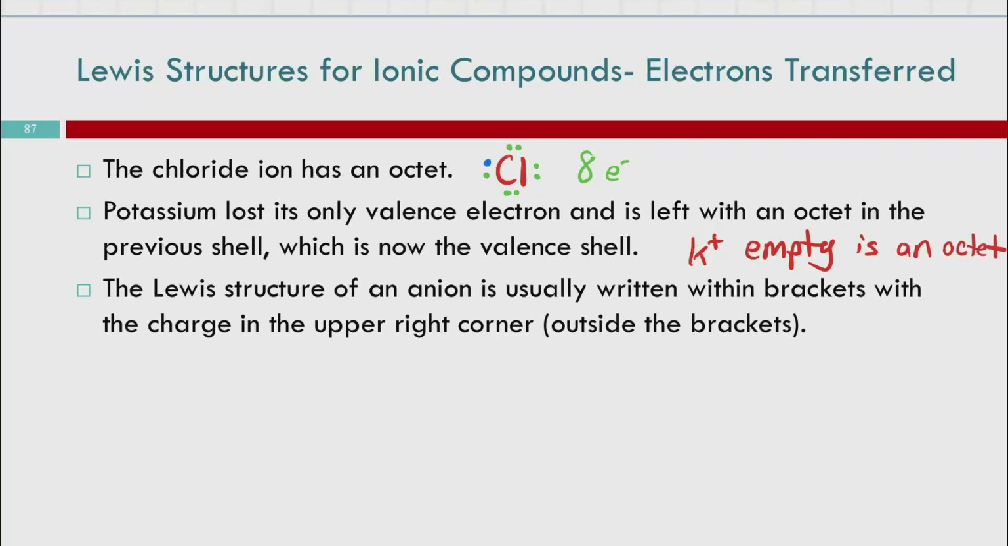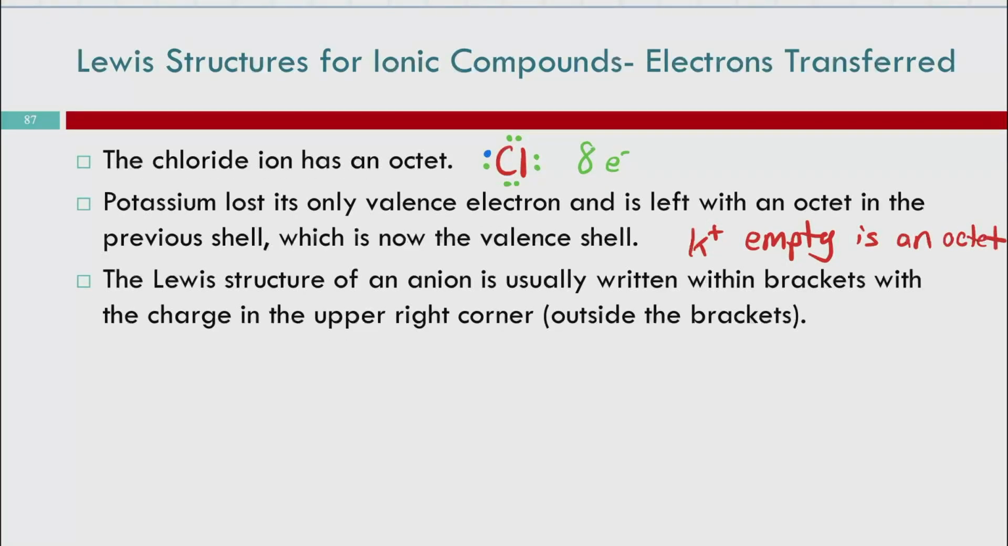So empty can also be an octet. It's not always going to be an octet for hydrogen, for example. If it loses its one electron, it doesn't have any electrons, so it wouldn't have an octet. But things that are bigger than hydrogen, if we peel away that layer, the valence electrons, then we get to the previous noble gas. So that also works out nicely.